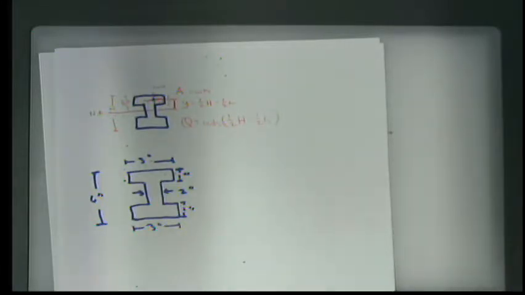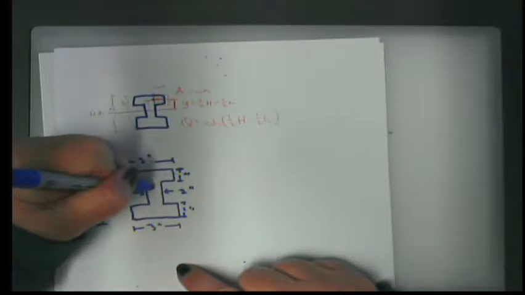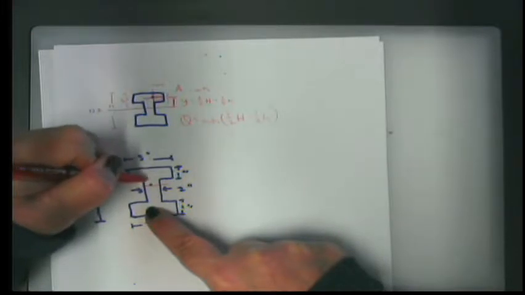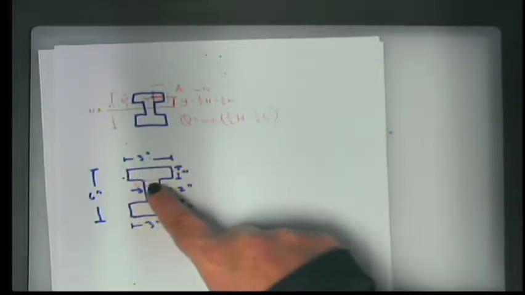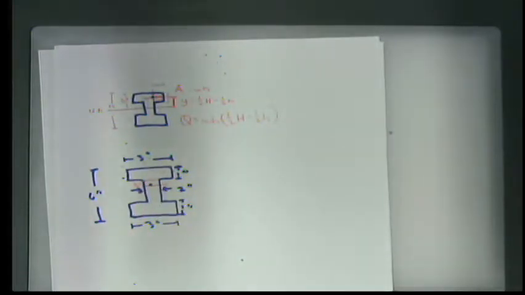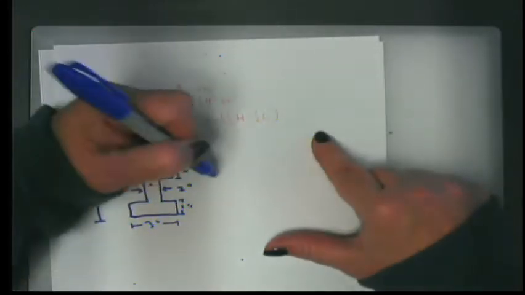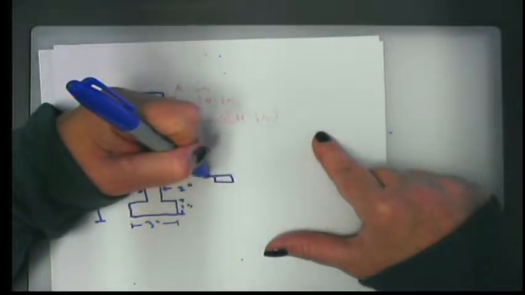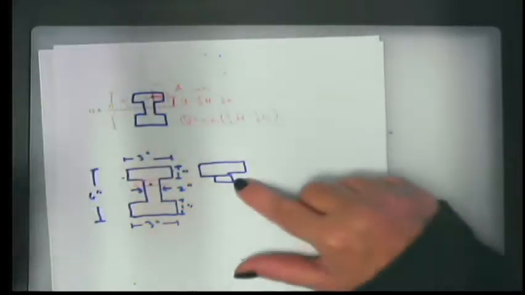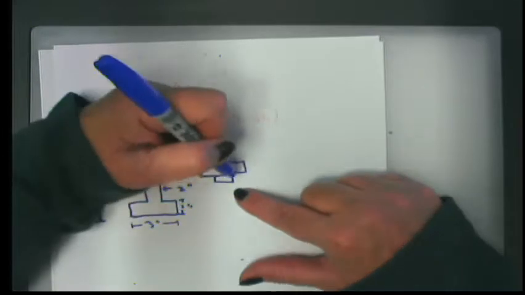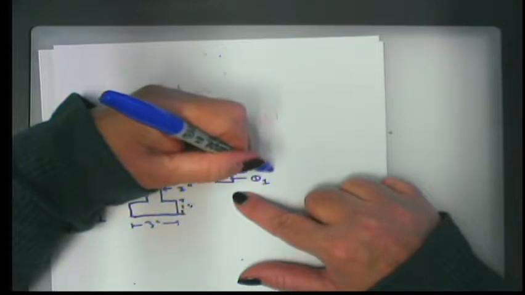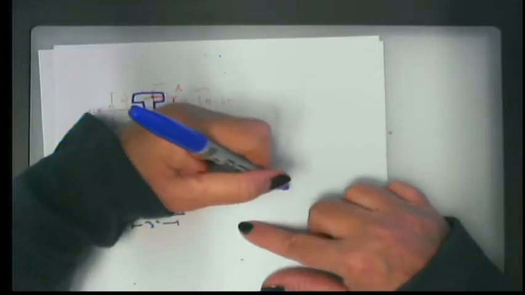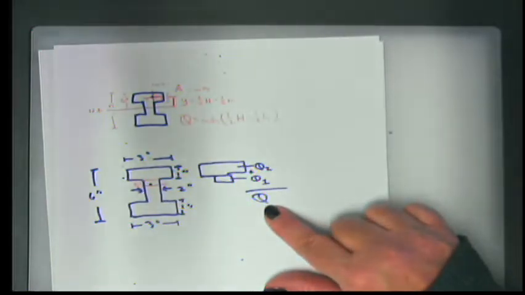And let's say that we wish to find Q about a point right here that is 1/2 inch below the intersection of web and flange. Well, the deal is that to do this we have to look at 2 chunks because we don't really have a facility for finding Q of something irregular like this. But we want to find Q of this, we'll call that Q of 1, and then we want to find Q of this, which is Q of 2, and add them together, and that will be Q for our equation. All right?